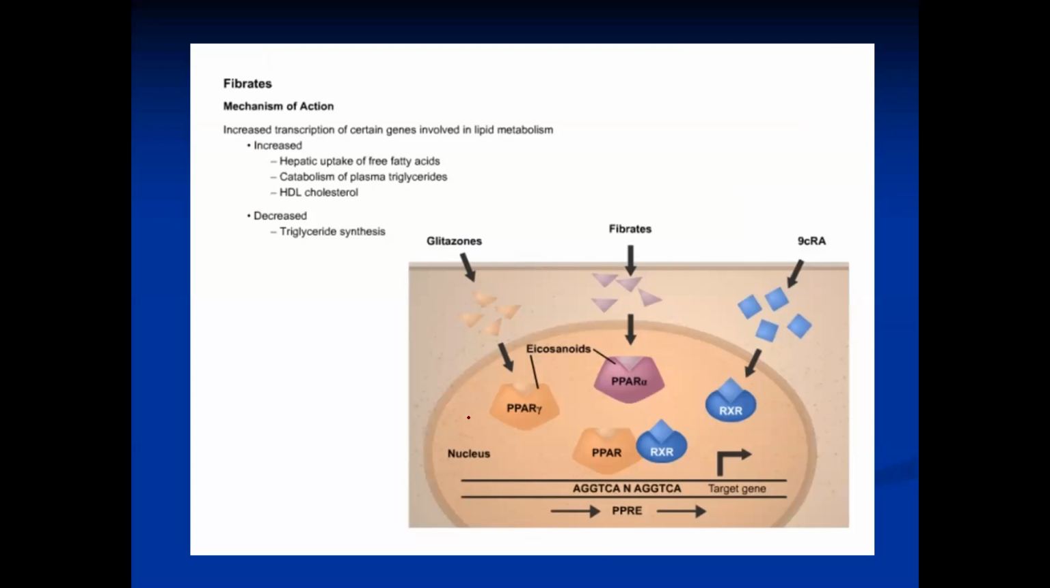Second drug in this group are the fibrates. Fibrates aren't used all that much. Fibrates tend to be used for people who have high triglycerides. They're very good at decreasing triglycerides. Fibrates essentially are going to attack the problem. They're going to stimulate this molecule called PPAR alpha.